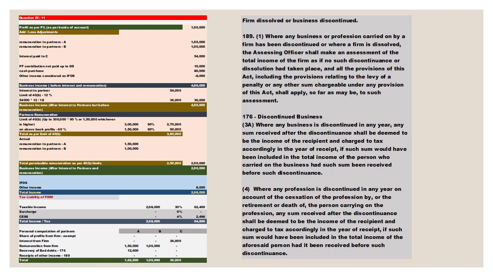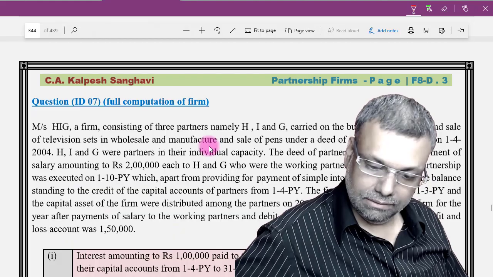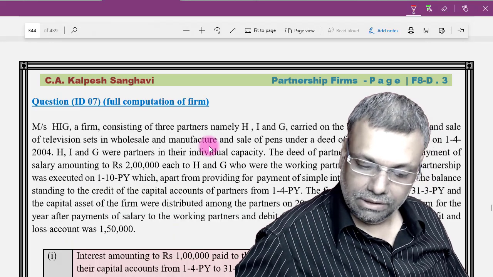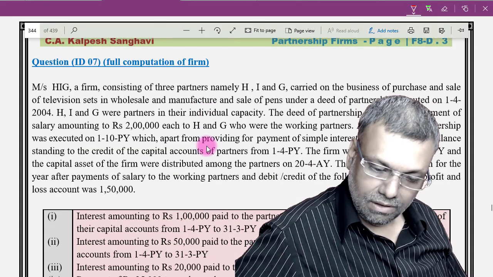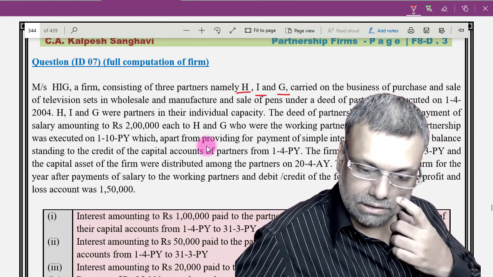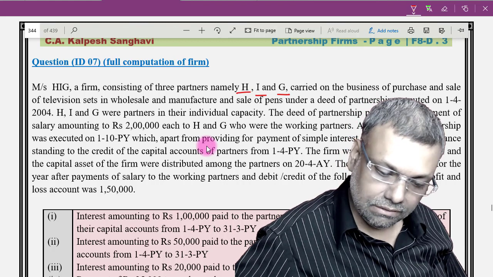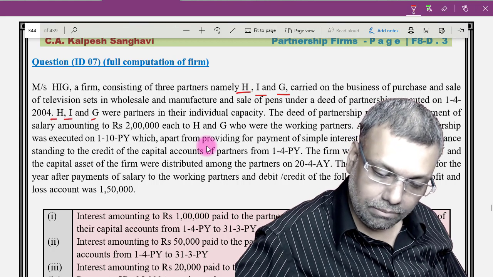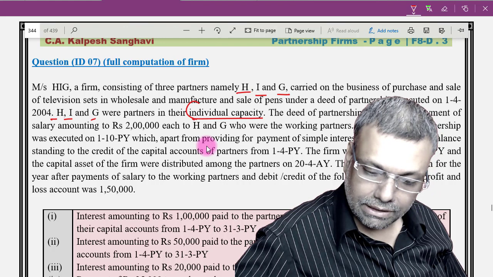Now come to this particular question. This is also one of the beautiful questions and one of the past examination questions. Now see, in this particular case, a partnership firm consists of three partners, HNG, all of them are partners in their individual capacity.